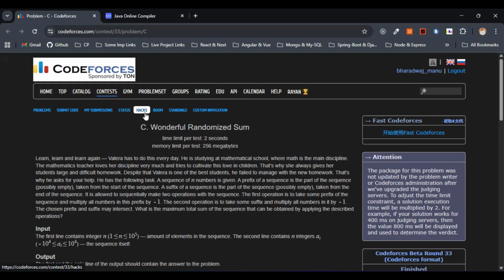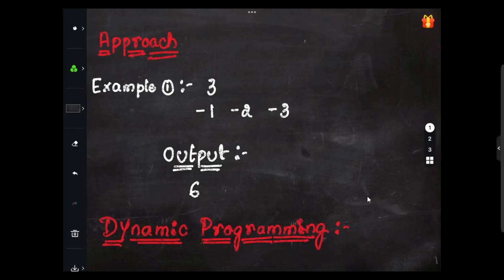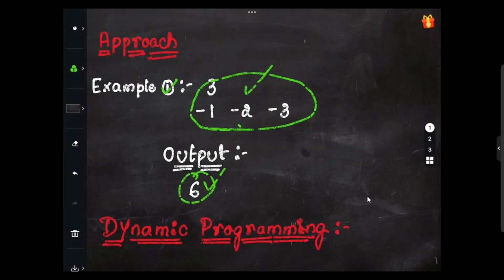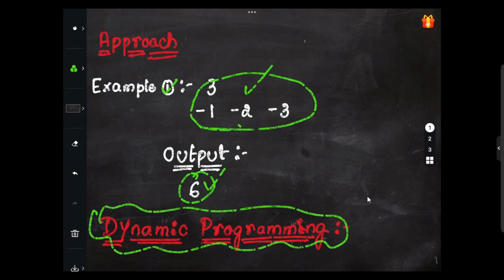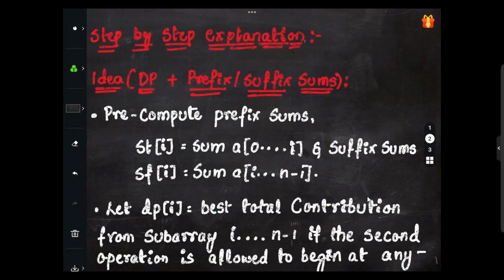Let's quickly discuss the approach, followed by the complexities, and then let's write the code. Initially, let's discuss the approach first. Here I have considered the same first example that they have given in the question: 3 -1 -2 3, and the output that we need to get here is 6. One more thing, we will be making use of dynamic programming to solve this particular problem. Just keep this in mind. So let's move on with the step-by-step explanation.